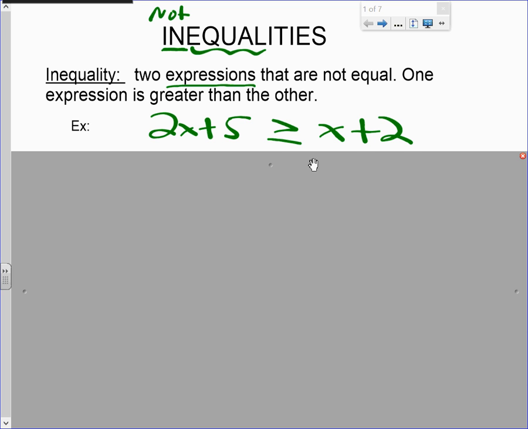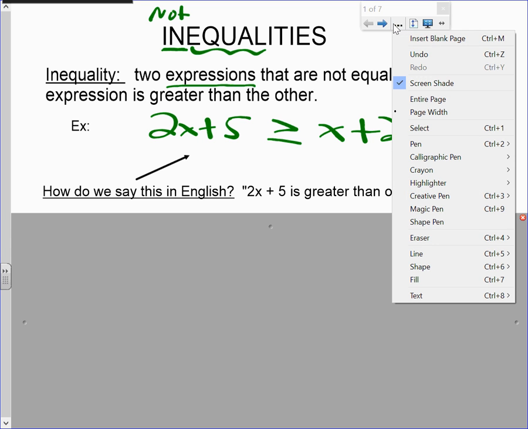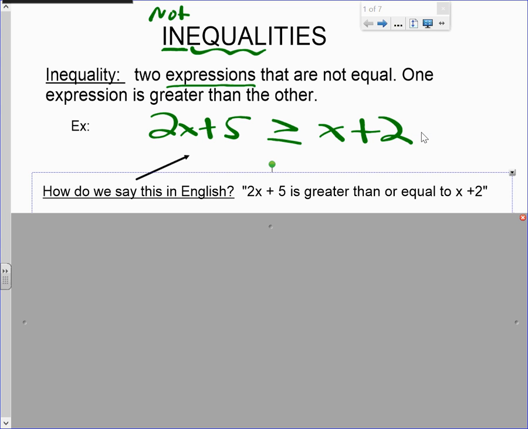So this is an example of an inequality. This is bigger than that. This expression is bigger or equal to that expression. Instead of us saying they're equal, this is bigger than that. So go ahead and write this down. How do we say this in English? Write that down. 2x plus 5 is greater than or equal to x plus 2. That's the English sentence now. So you wrote the inequality, now you're translating English language. Write that down.